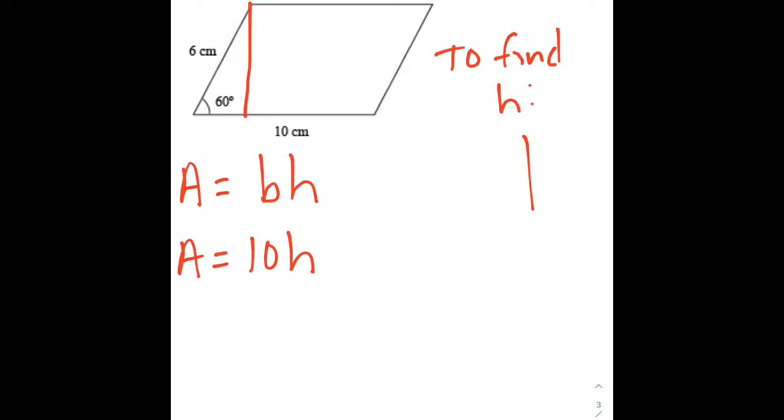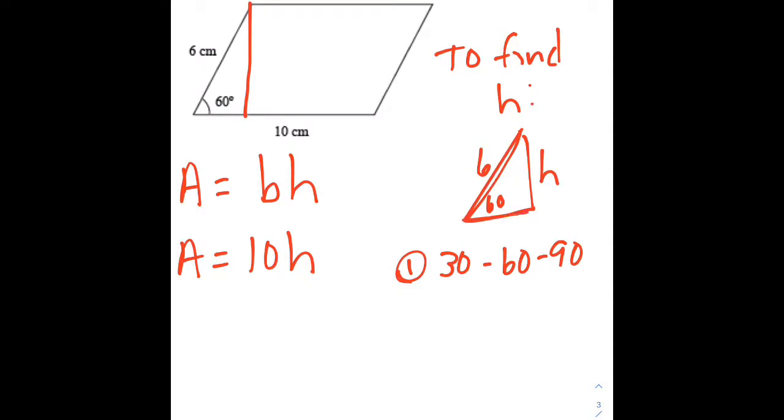I'm going to look at this triangle. I'm trying to find the height. This is a 60-degree angle and the hypotenuse is 6. I'm going to use one strategy, which is to use a 30, 60, 90 triangle. If 6 is the hypotenuse, that means this is the short side, which would be half of that. And that means the height would be 3 root 3 if I wanted to use a 30, 60, 90 triangle. Another option is you can use SOHCAHTOA.